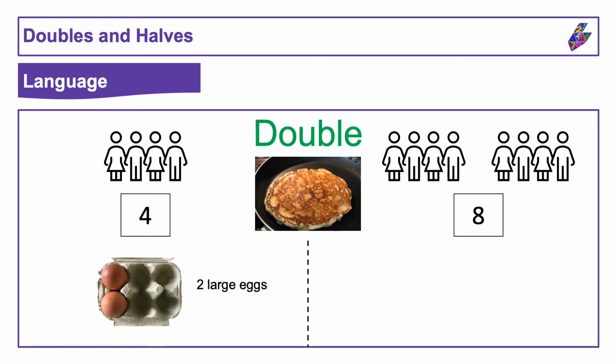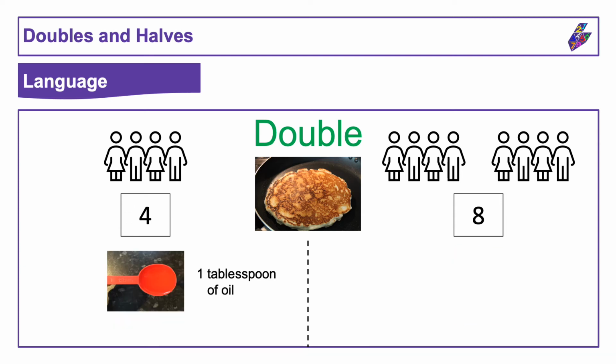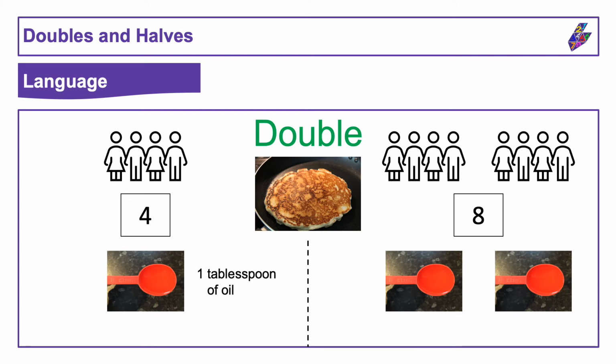Instead of 2 large eggs, you'll need double the amount, or twice as much. You'll need 2 lots of 2 large eggs. So 2 large eggs plus 2 large eggs is 4 large eggs, or we can say that double 2 is 4. Instead of 1 tablespoon of oil, you'll need double the amount, or twice as much. You'll need 2 lots of 1 tablespoon of oil. So 1 tablespoon of oil plus 1 tablespoon of oil is 2 tablespoons of oil, or we can say that double 1 is 2.